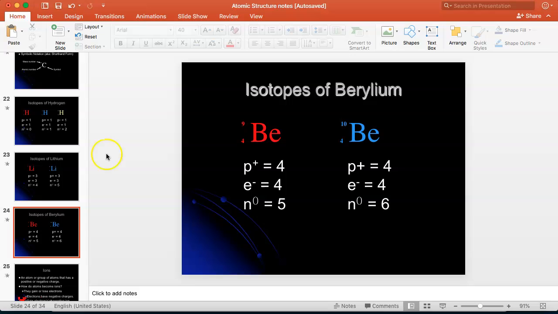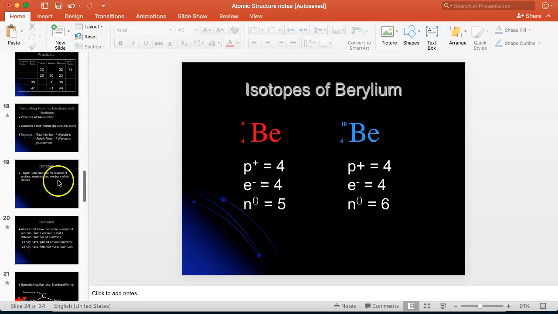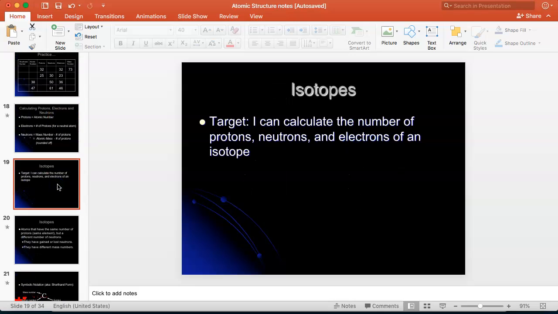That is how you calculate the protons, neutrons, and electrons for an isotope. Stay tuned for our next video where we discuss how to calculate the number of protons, neutrons, and electrons for an ion. See you later.